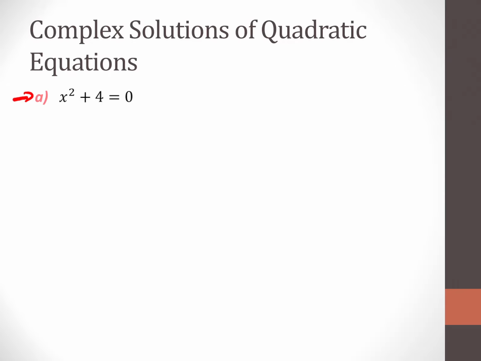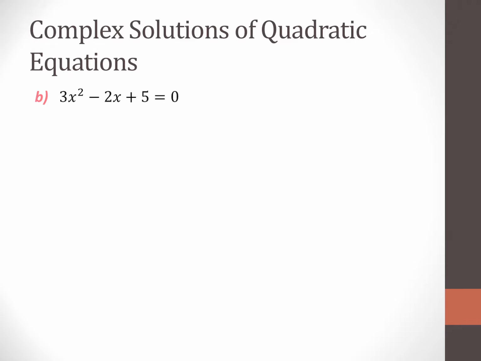This first one just has x squared plus 4, so we'll use extracting square roots. x squared equals negative 4. Square root both sides, so we have our plus or minus here. So x would equal plus or minus. The negative means I have an i, and the square root of 4 is 2. So this would just be x equals plus or minus 2i.